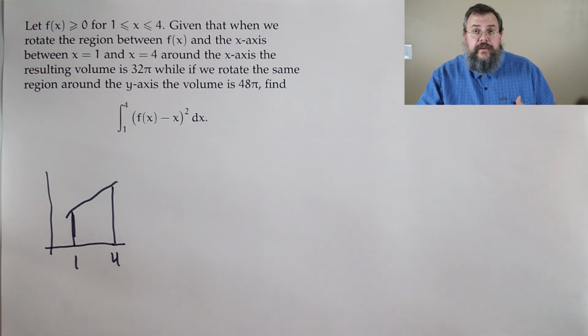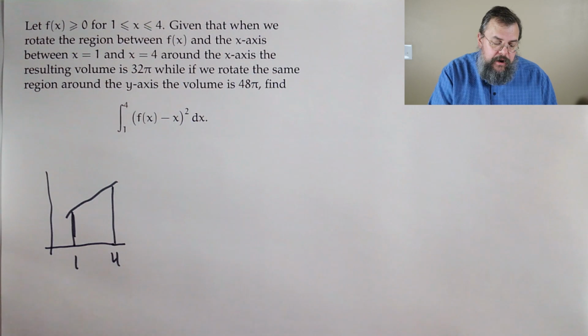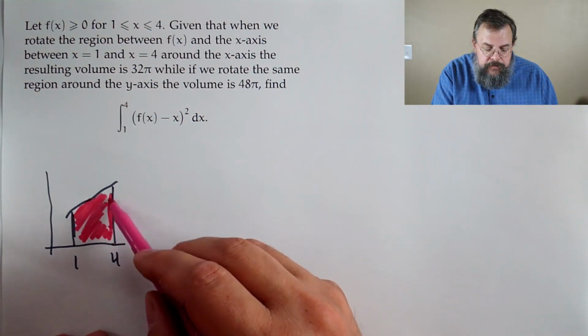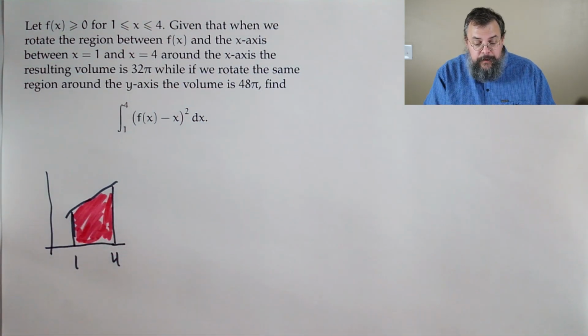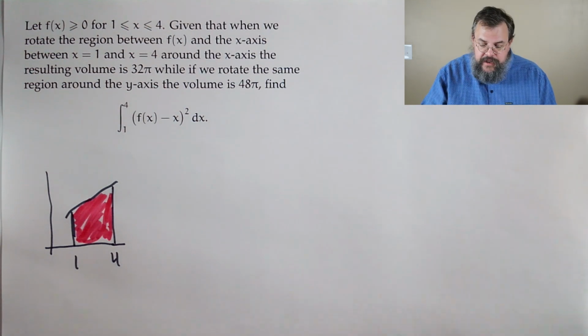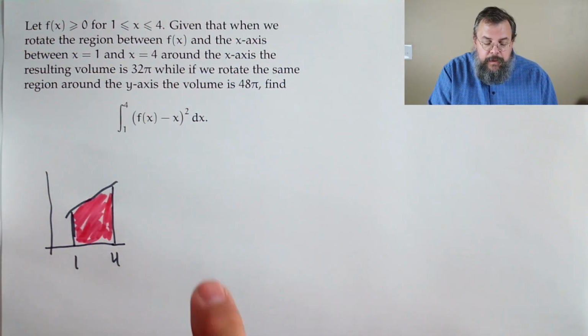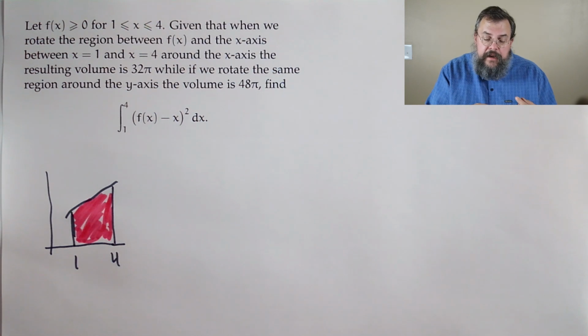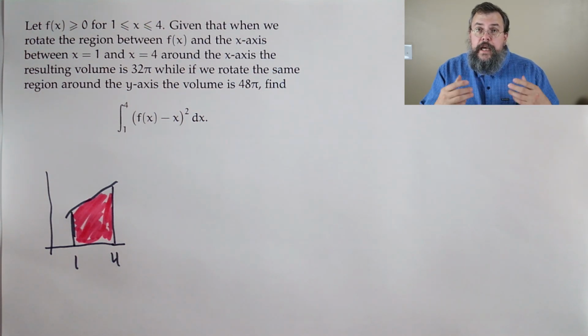And the reason I want to do that is I just sort of want to get an intuition about what's happening here. So we have some region. All right, now we're also told some information here. So let's go through and parse this. Given that when we rotate the region, here's our region, between f of x and the x-axis, between x equals 1 and x equals 4, around the x-axis, the resulting volume is 32 pi, while if we rotate the same region around the y-axis, the volume is 48 pi.